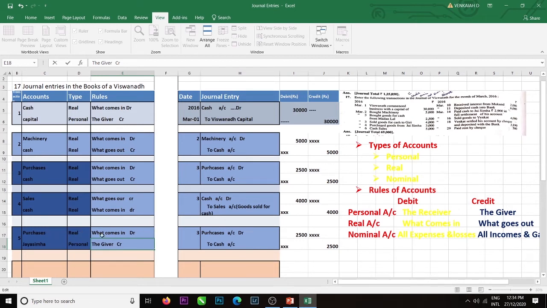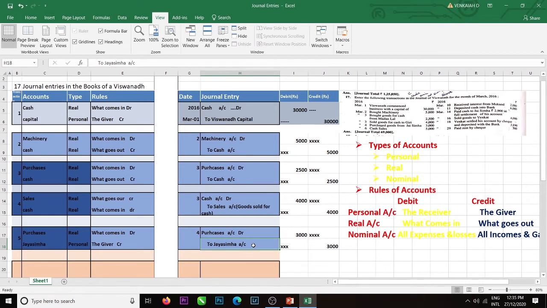So goods are a real account. Real account rules are what comes in debit, what goes out credit. Goods are coming in. The rule is what comes in debit. So now the entry will be purchases account debit. What account to be credited? Jai Simha account. Amount is 3,000. Narration will be goods purchased on credit.